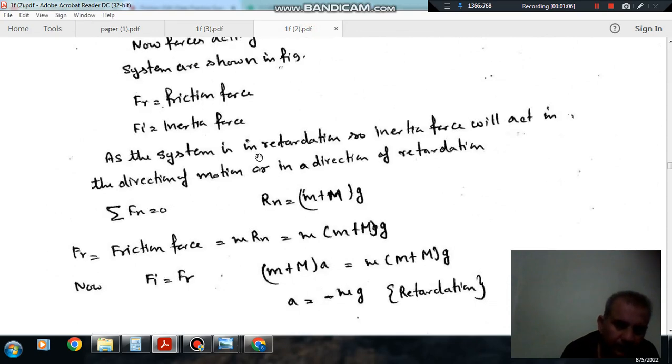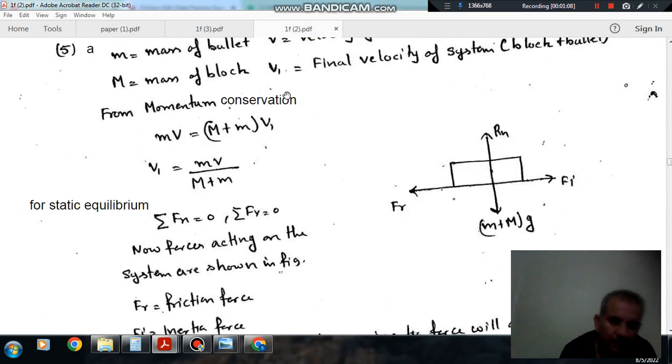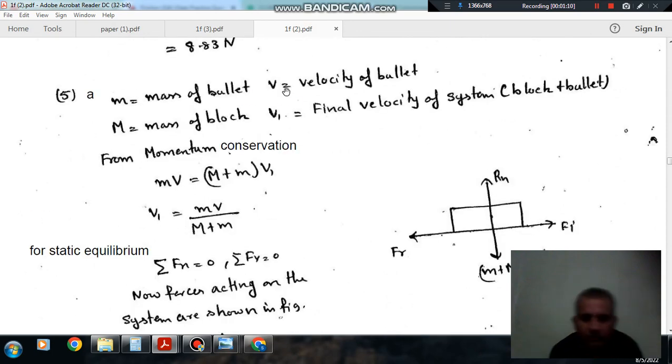Okay, here it is given that the mass of the bullet is small m and the mass of the block is capital M, and the initial velocity of the bullet is v. Suppose v1 is the final velocity of the system when the bullet gets embedded in the block. After this, the block starts sliding on a floor which has friction. So first of all we have to find out this v1, the combined velocity of bullet and block when the bullet strikes the block.